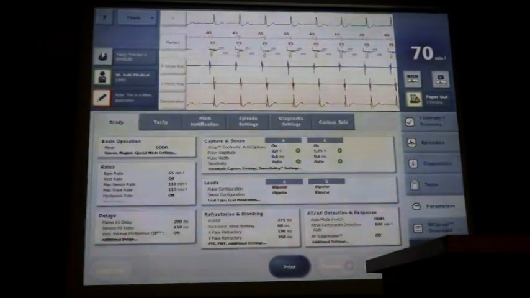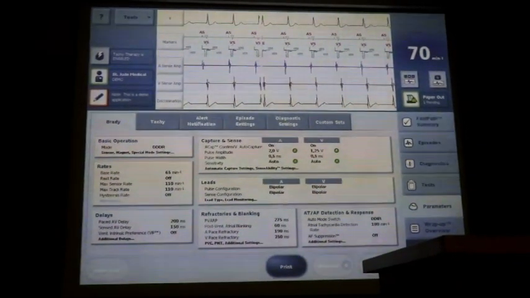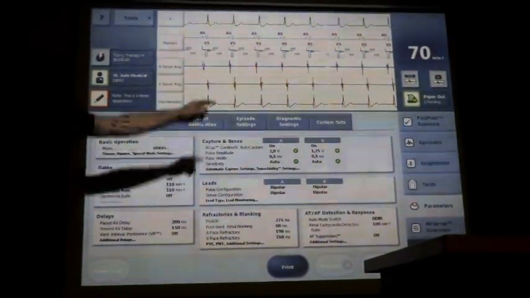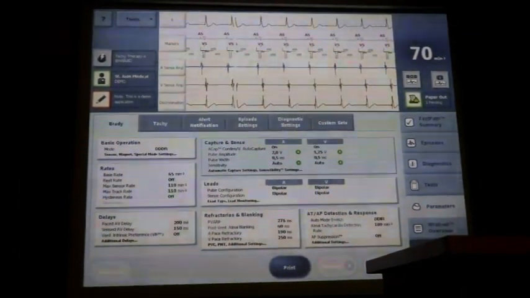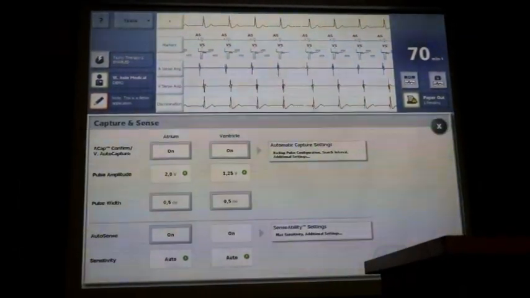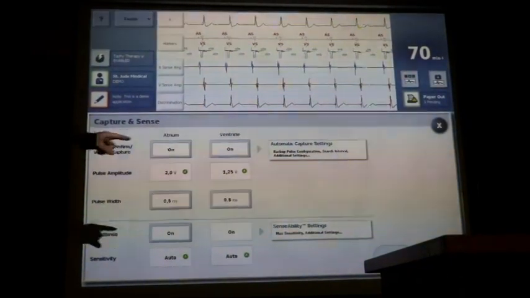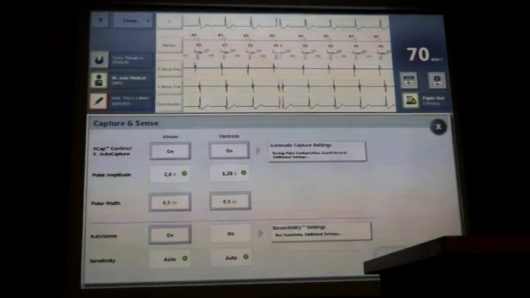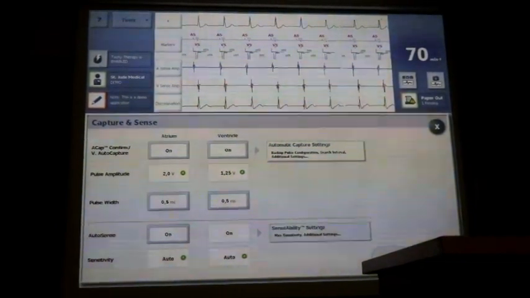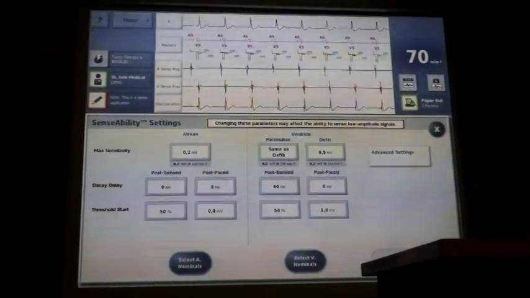Number one, what do you think? It's part of sensing, right? There's something that says capture and sense, so it would make sense to go in there. Sorry, that was not meant to be a gag. And then down the bottom here we have sensibility. The marketing name for it is sensibility. We can click onto that, and then we have all the programmability options here.